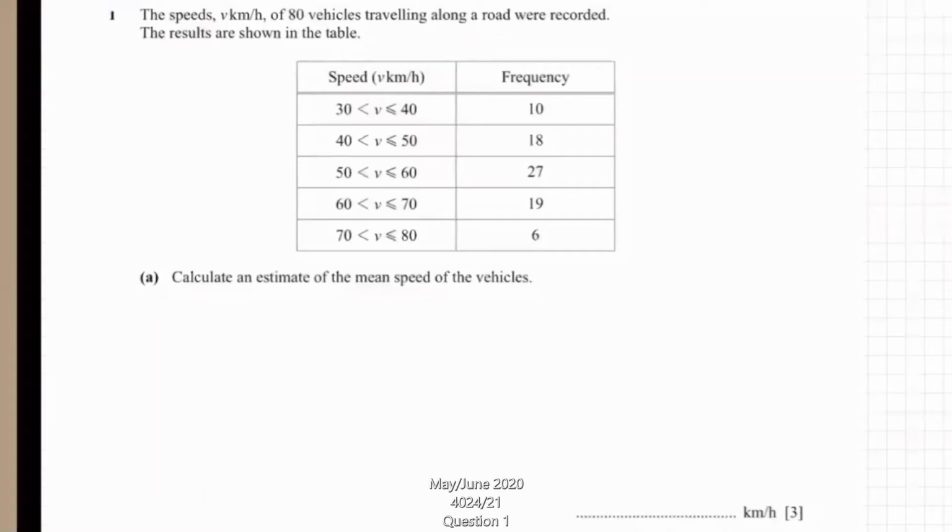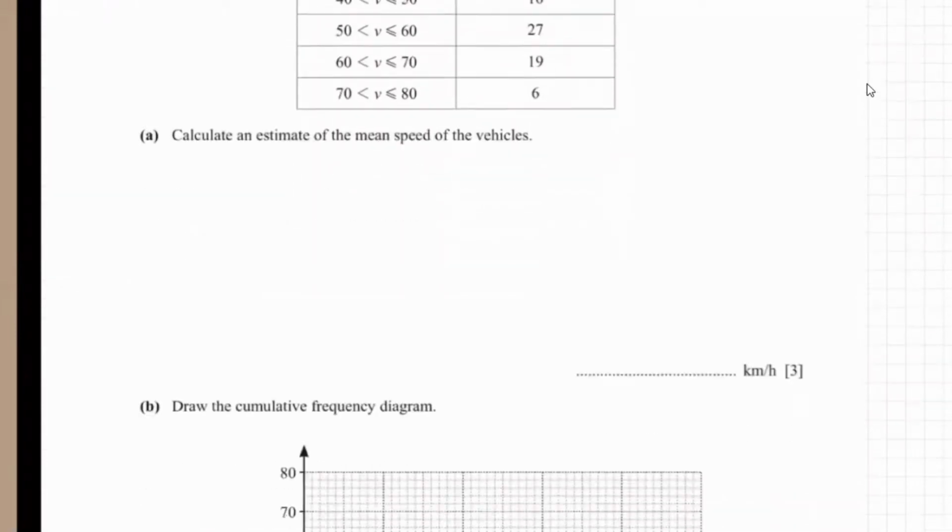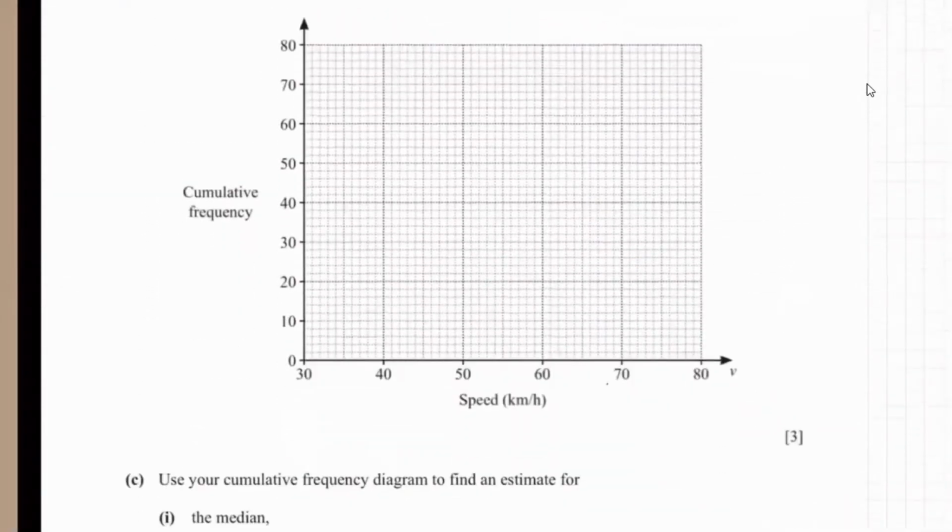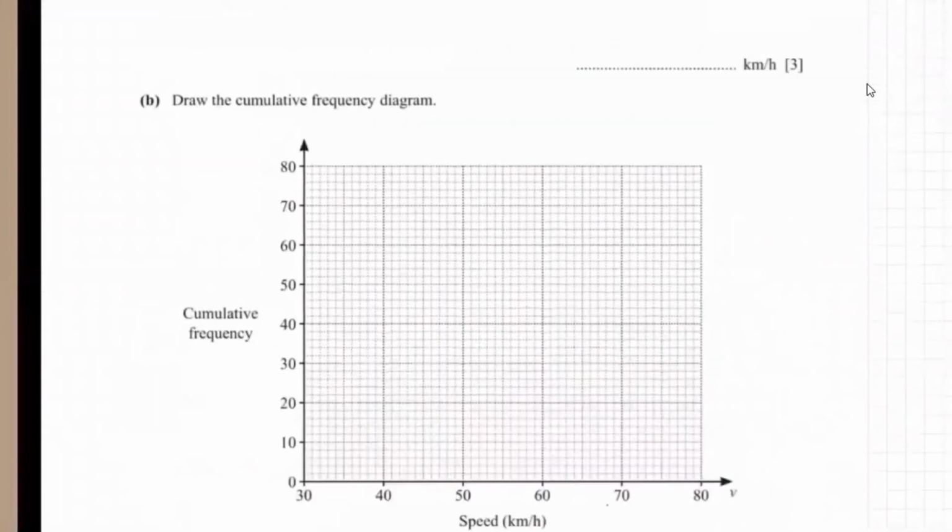Hello everyone, this is question number 1 of May-June session 2020. In this question, they are testing us on mean, cumulative frequency, median, and the interquartile range.